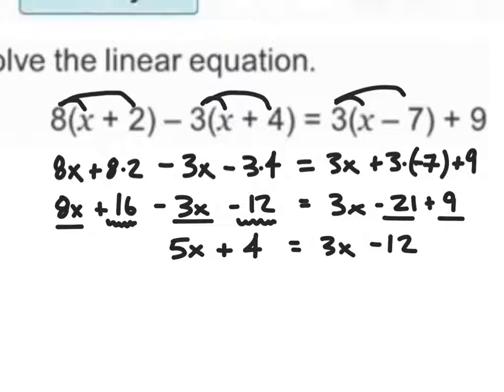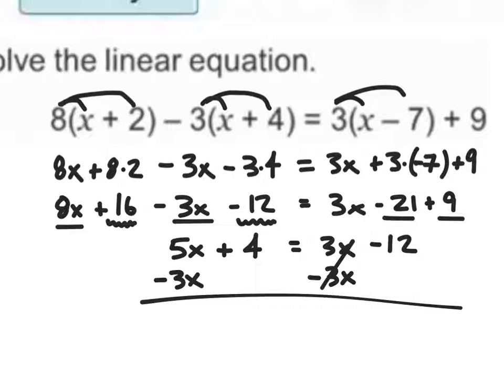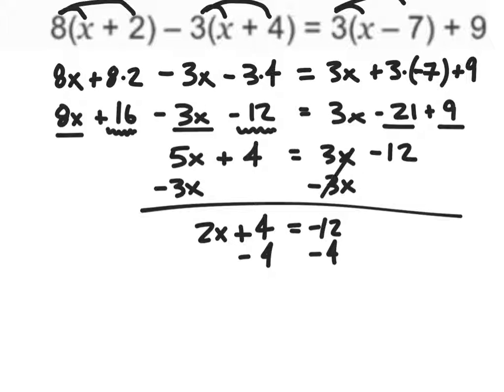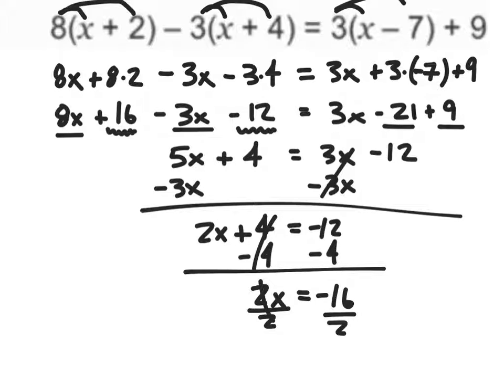And so then the next thing I want to do is get all my x values on one side. I'm going to move my 3x over to the other side, so I'm going to subtract 3x from both sides. And that's going to give me 2x plus 4 is equal to negative 12. Then if I subtract 4 from both sides, that's going to end up giving me 2x is equal to negative 16. Divide by 2, divide by 2. So the 2's divide out, and I've got x is equal to negative 8 as my value for x, and that's what I've got.